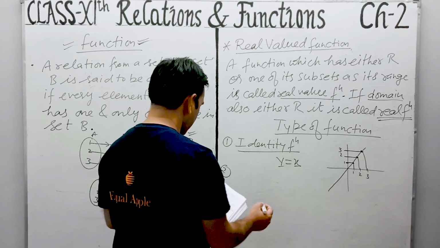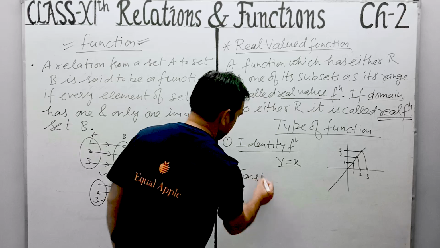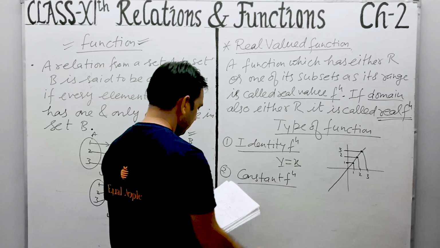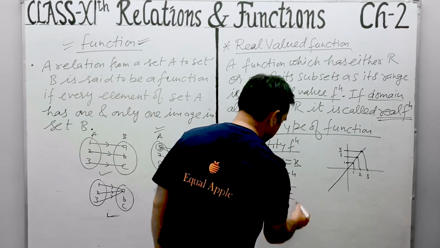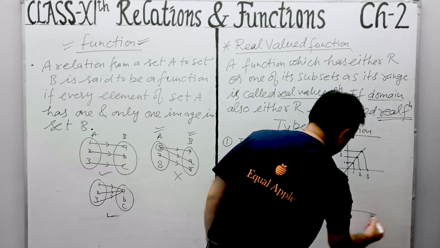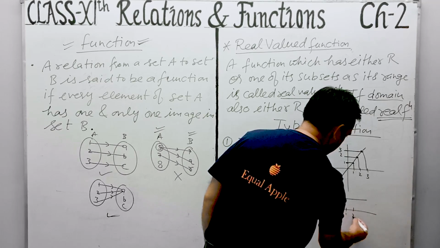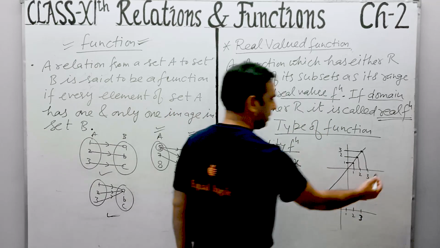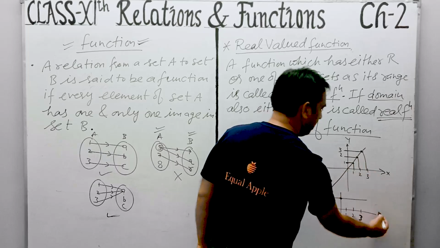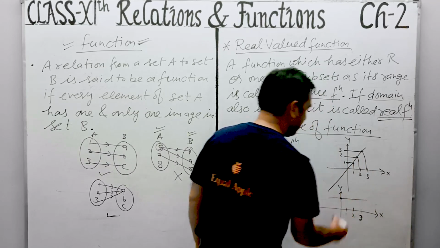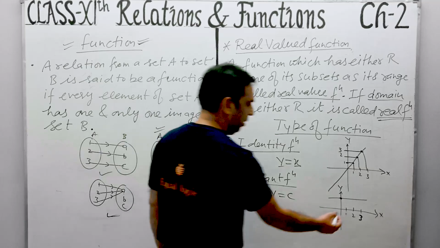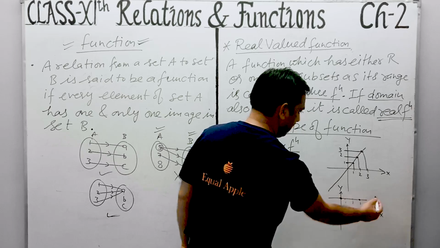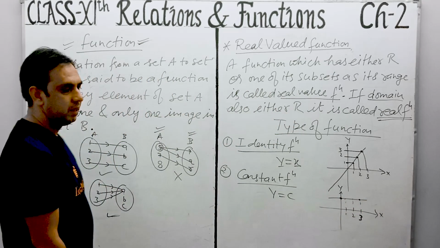And the second type of function is called the constant function. In a constant function, the function is like y equals c. Here, this is the x axis and this is the y axis. For every value of x, the value of y is fixed. So this is our constant function, right?